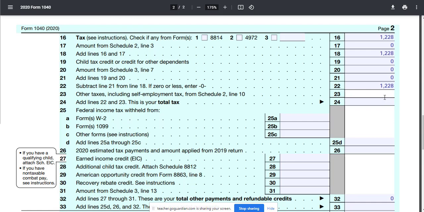Other taxes include self-employment tax, 0. Add lines 22 and 23, so 1,228. Now we're going to look at our W-2 again and see on your W-2 how much it was withheld in taxes. Can you read that number? It should be $698 and 62 cents. So that's how much they took out of your paycheck.